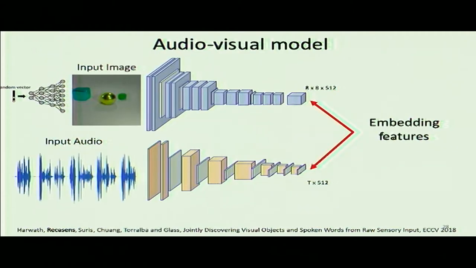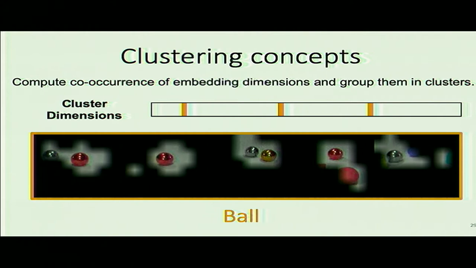So we have this audiovisual model. And essentially, we're going to look into the embedding space in the visual domain and the audio domain, and we're going to cluster these embedding vectors into different concepts. The way we cluster them, and I'm not going to go into details, is essentially by co-occurrence. So if dimensions 1, 13, and 116 are always activated together, we put them together in a cluster, and what we get are all these different concepts.